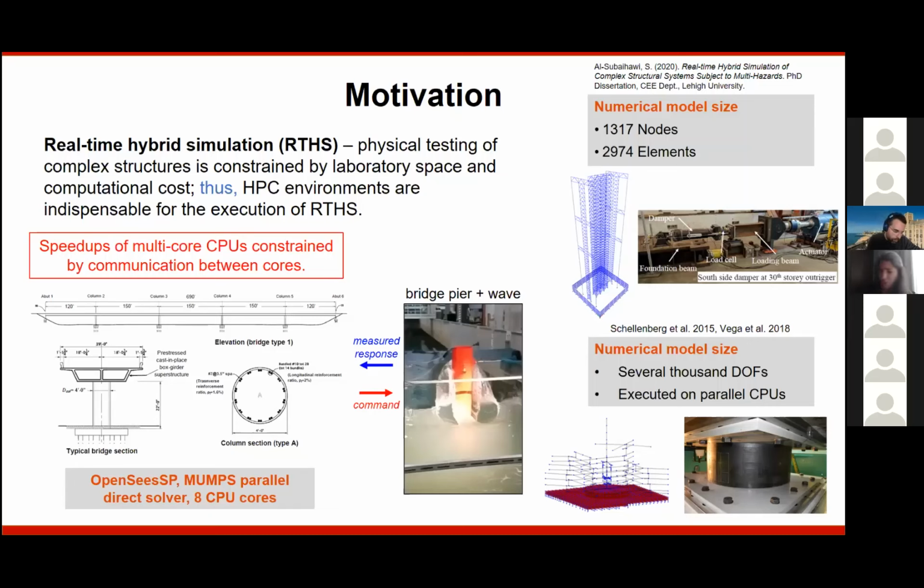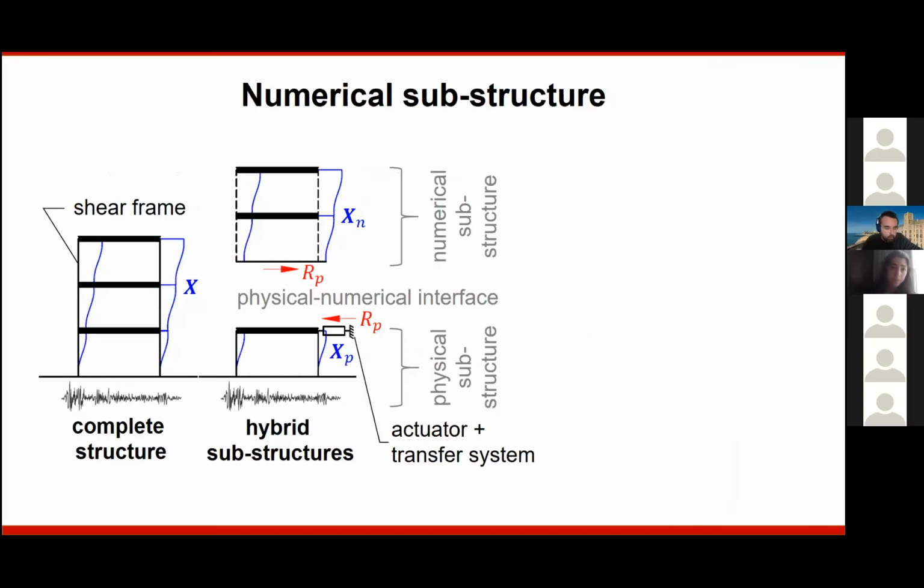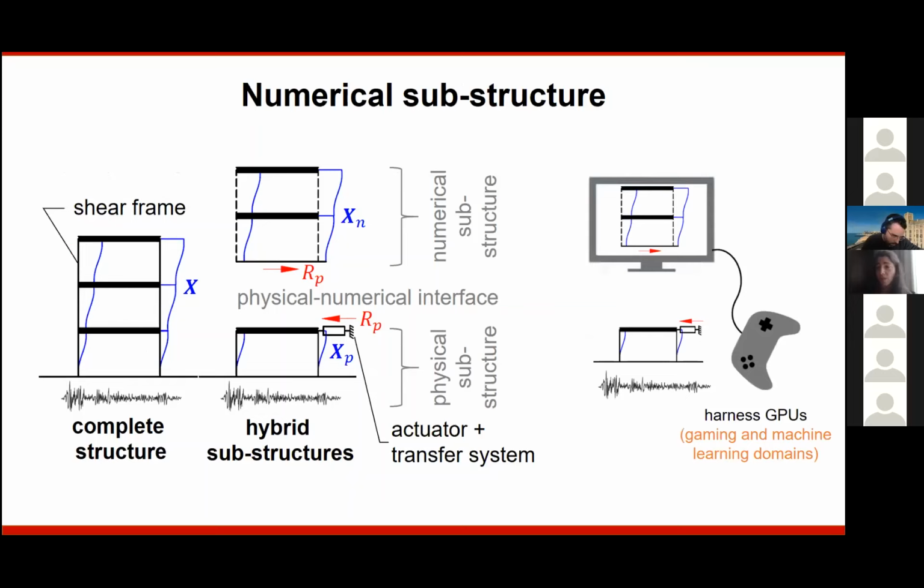And that's because as you discretize the domain to be finer and finer, now you have all this communication between the cores that actually slows down the simulation time. So 8 cores was ideal in this case, and we still had to simplify the numerical model to run this in real time. And so one of the concepts that we've been playing around with is we have this complete structure. We can break it up into two, these hybrid substructures. That's a physical component and numerical component.